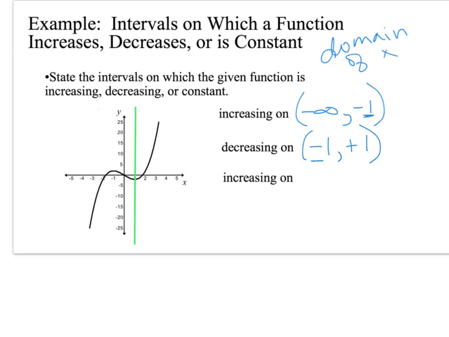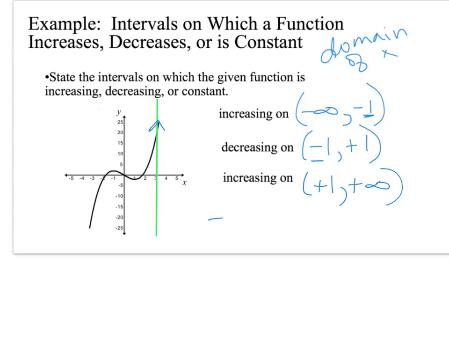And then from +1 onward, the graph starts going up again. And it's going to keep on going. So lastly, it's increasing again from +1 to +3. But as I said, it's going to keep on going, especially if I put an arrow there. There we go, to positive infinity, and we always close infinity with round brackets.